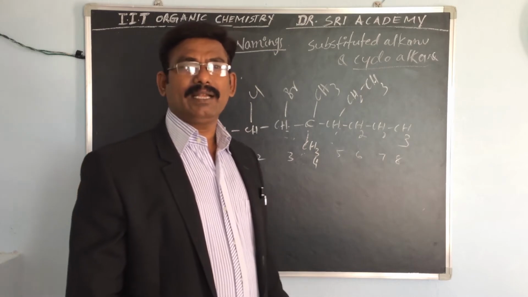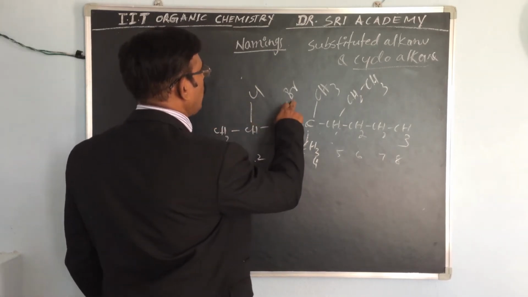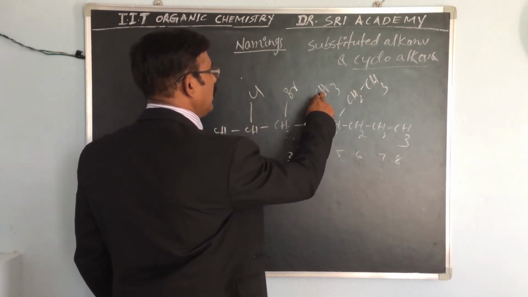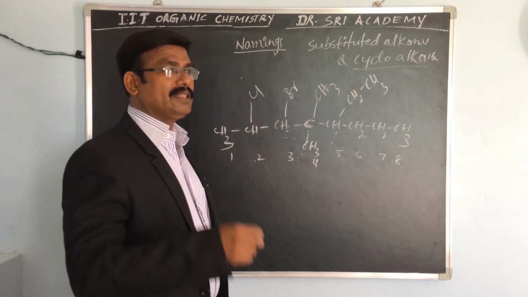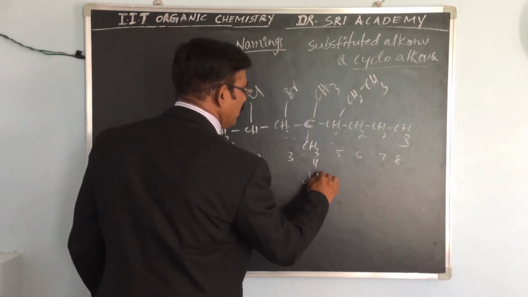Now you come to the point. According to alphabetical order, the positions are 2-chloro, 3-bromo, and 4, that is the methyl. Which methyl? 2 methyl groups are there. If 2 are there, di, so we say dimethyl.